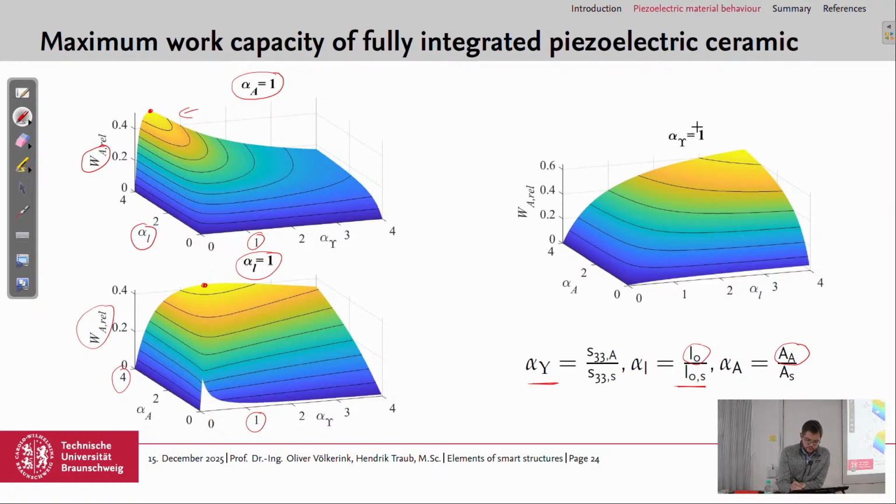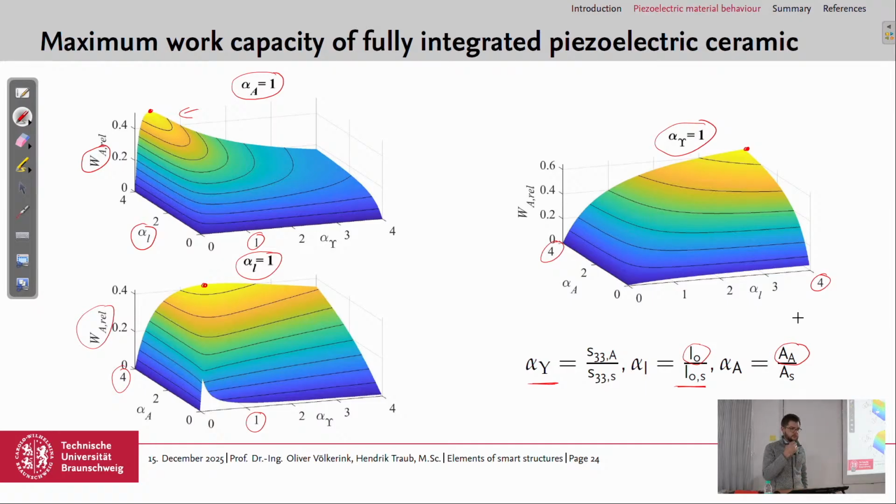And here the last one, here we say the stiffnesses of structure and actuator are the same, and then the maximum work capacity is here. So we want again a high ratio for the areas, so a lot of actuator area and not so much structure, and also the length ratio should be high, so yeah, again more actuator than structure.